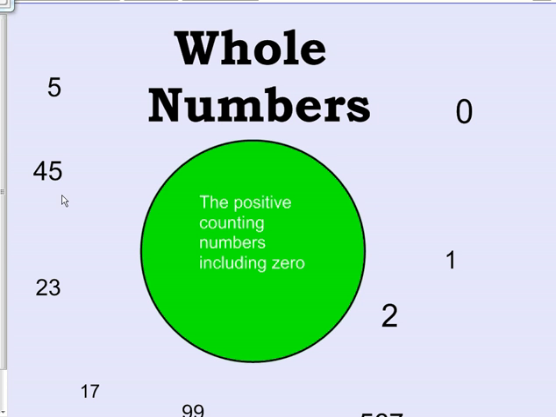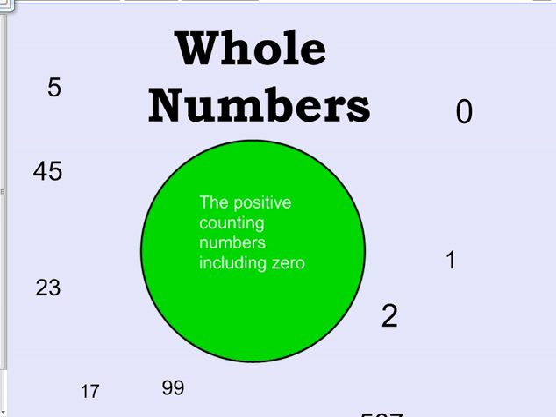Then we have whole numbers. Whole numbers are positive counting numbers including zero. So those are numbers like 2, 99, 23, 0. All right? And as you notice, a lot of these numbers are numbers that could also be classified as natural numbers. The only difference here is that whole numbers include zero, whereas natural numbers did not.